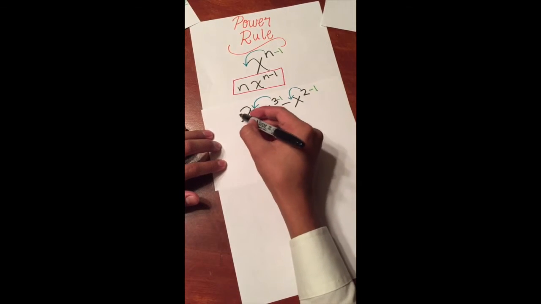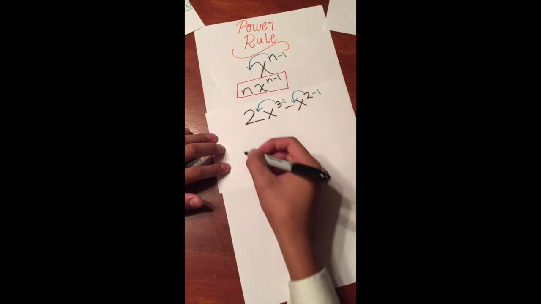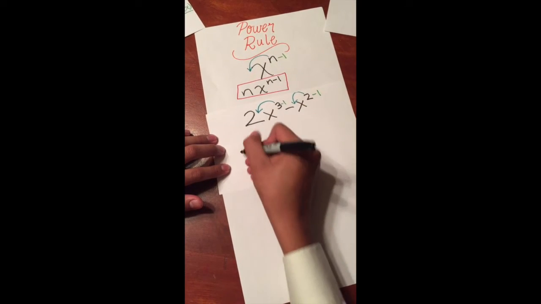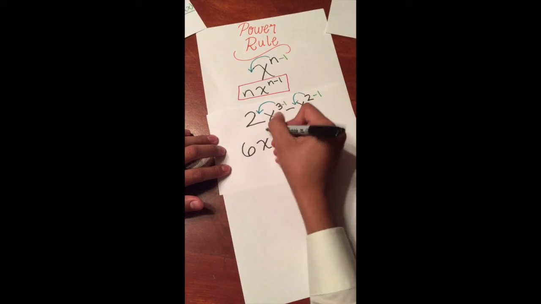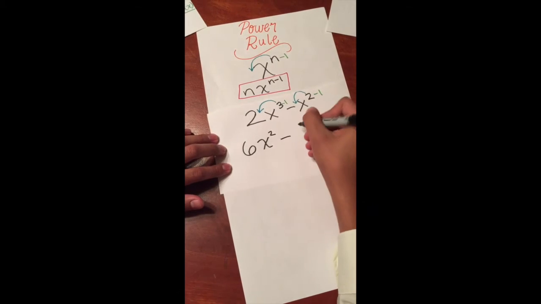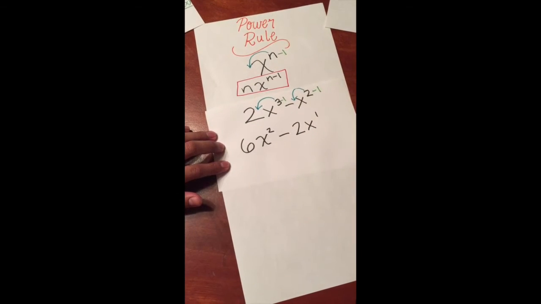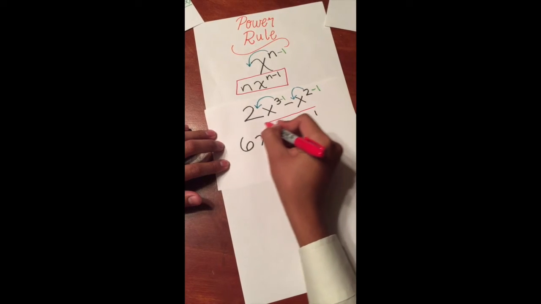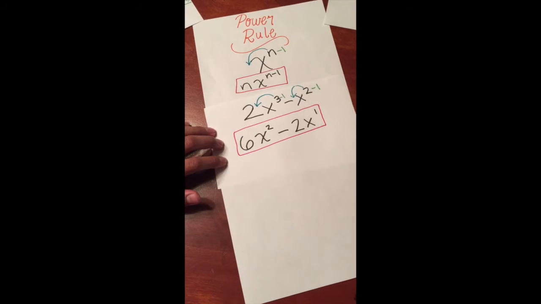For this first term, we notice that we have a 2 as a coefficient already. So we want to multiply the exponent times the coefficient to get 6x to the 3 minus 1, which is squared, minus 2x to the 1. So this is our derivative of 2x cubed minus x squared.